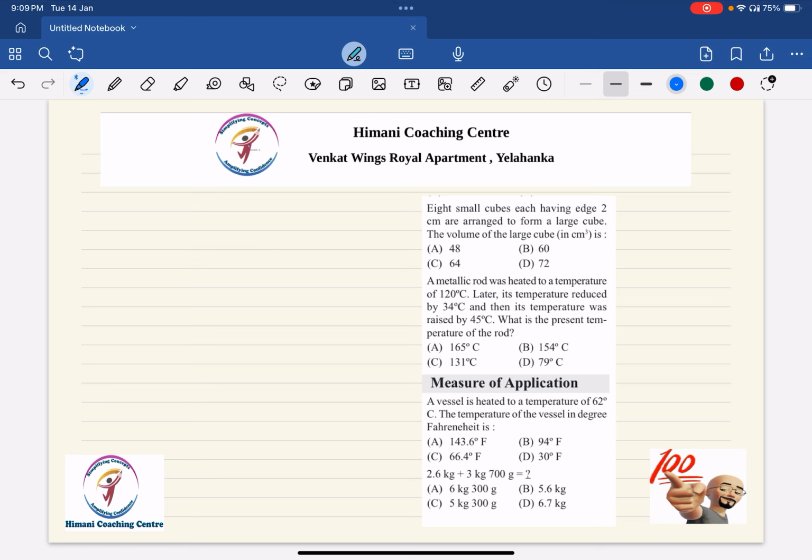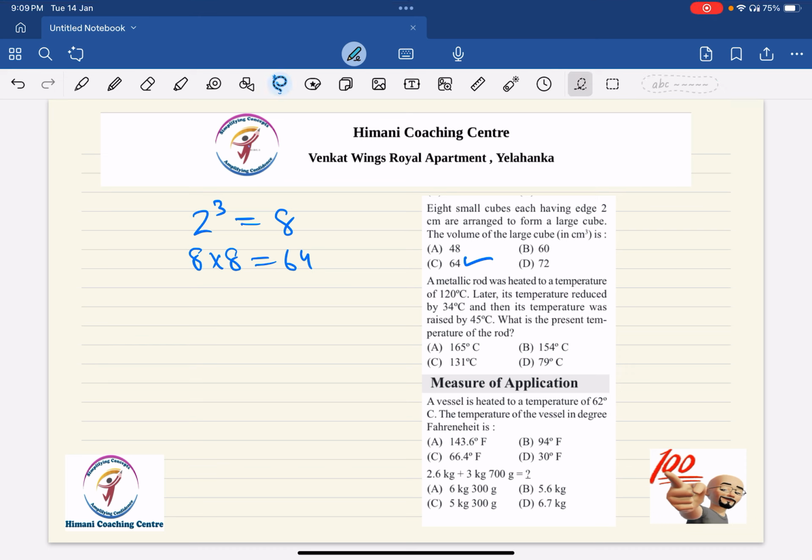8 small cubes, each having edge 2 centimeter, are arranged to form a large cube. The volume of large cube in centimeter cube. So see, we can just find volume of one cube and multiply that with 8 and get the answer. Now what is volume of cube? We saw in the previous question it is side cube. So if the edge is 2, volume of one cube would be 2 cube, which is 8. And there are 8 such cubes, so 8 into 8 is 64. So that is the answer.